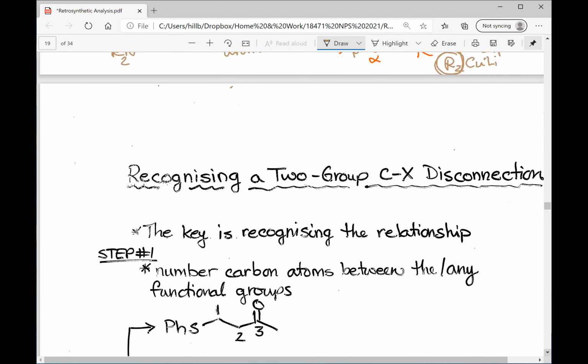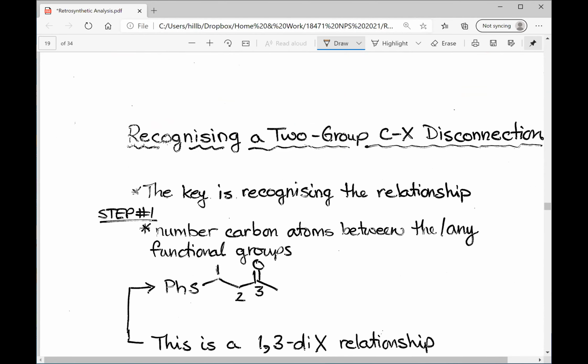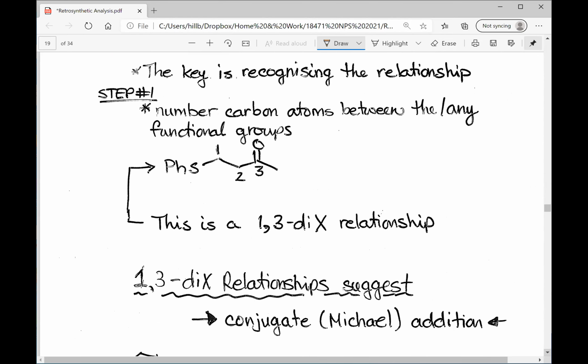So, recognizing two-group disconnections. So this nomenclature here, you've got a heteroatom 3 carbons away. This would be the alpha carbon, this would be the beta carbon. This would be an appropriate relationship to work. So 1,3 di-X relationships are for Michael addition.